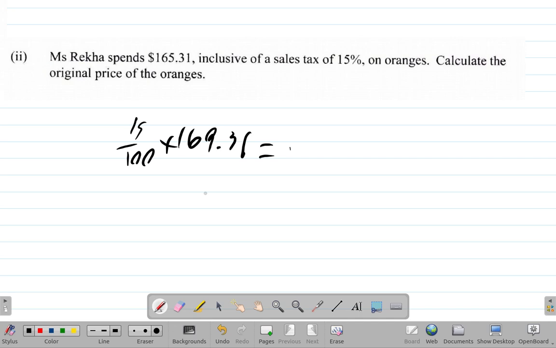The reason is that the original price of the oranges was a smaller amount than the $165.31. To find the tax, you found 15% of that money, added it to itself, and got $165.31. Now 15% of that money is different from 15% of $165.31 because they're different money. It would have been a smaller money. So that is a common mistake. Don't do that. What you have to do is this now. That original price, you don't know what it is.